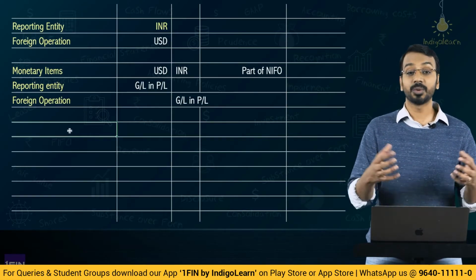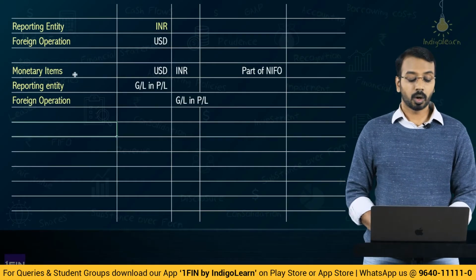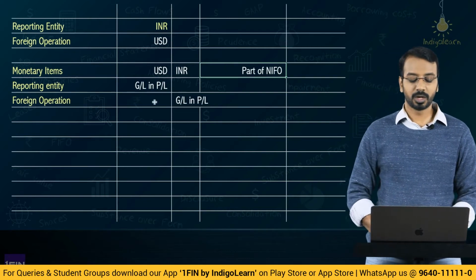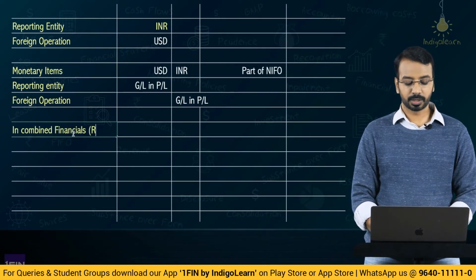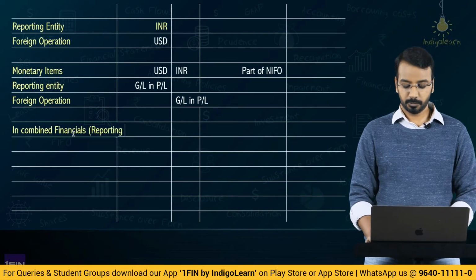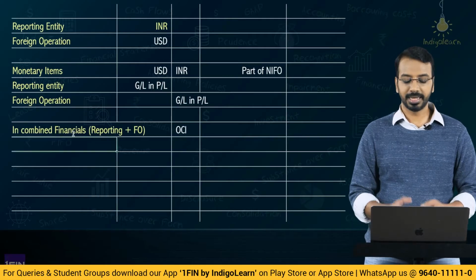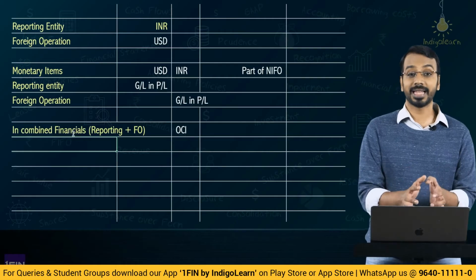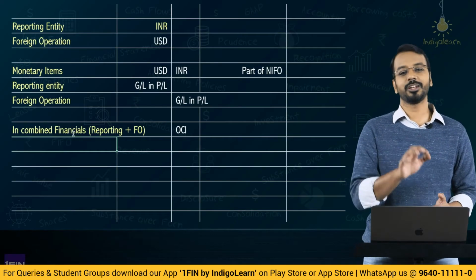But while consolidating, while preparing a combined financial statement, what the standard says is, the gain or loss on monetary items which are a part of net investment in foreign operation, you will not take that in P&L. In combined financials, that is reporting entity plus foreign operation, you will take it to OCI. So, whatever P&L impact is given in the individual financial statements, you will consolidate that into the OCI and retain it till the time you dispose of the foreign operation.